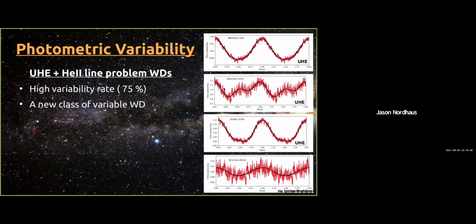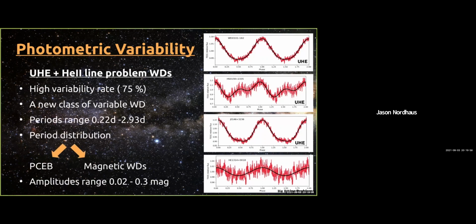Our study showed that ultra-high excitation and helium-2 line problem white dwarfs have a high variability rate, and this marks them as a new class of variable white dwarfs. Their periods range from 0.22 days to 2.93 days, and their period distribution agrees with both the orbital period distribution of post-common envelope binaries and the rotational period distribution of magnetic white dwarfs, if we assume that our young white dwarfs spin up due to further contraction during white dwarf cooling. Their amplitudes range from 0.02 mag to 0.3 mag.